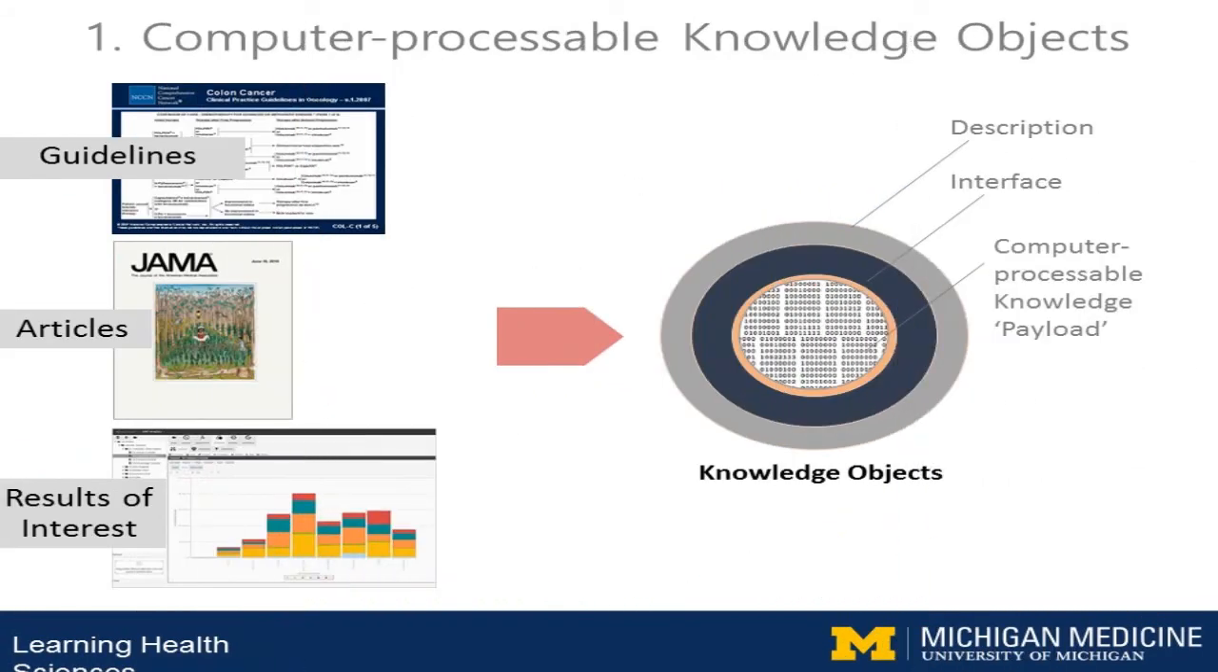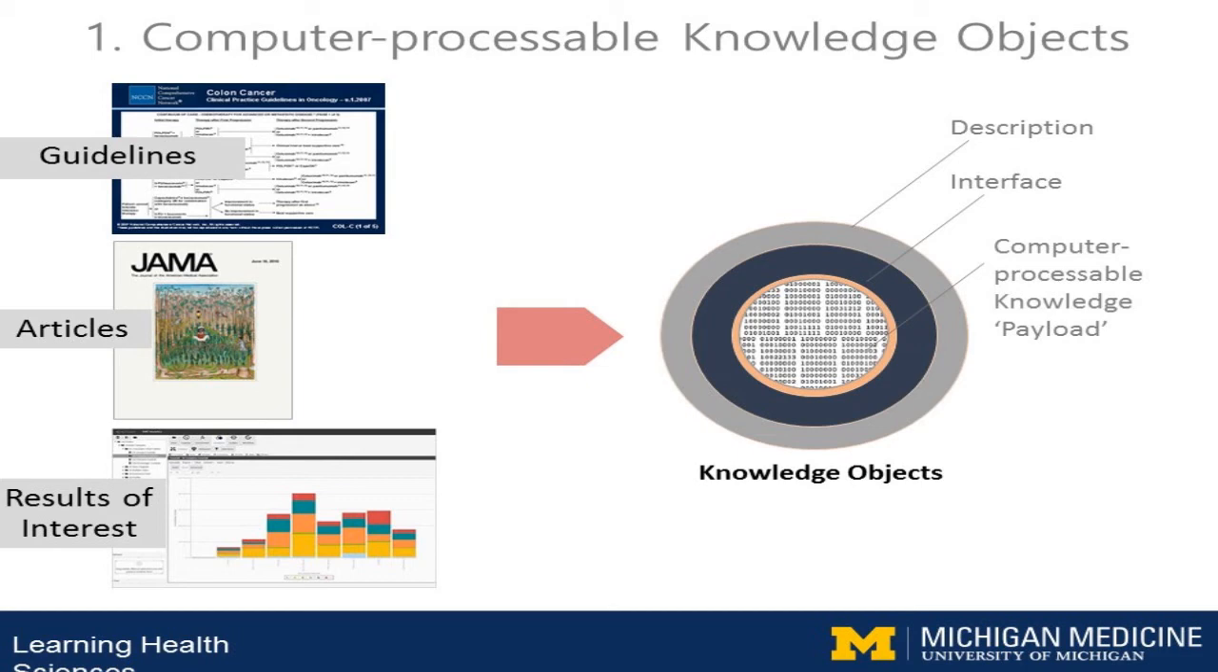All right, so we start with the knowledge object. So in the knowledge grid, we have a concept of a knowledge object. What is it? We take knowledge that already exists in the world, some guideline, some paper, some analytic result. We put it in a computer processable form. We think of that as the payload or the core of the object. We add interface information. We tell the computer, how do you interact with this object? Okay? What data does the object need in order to generate a result, and what result will it generate?